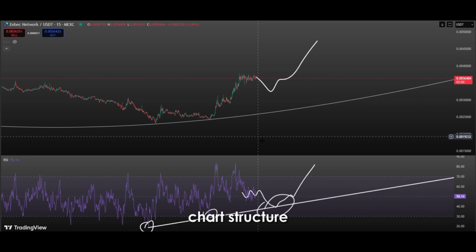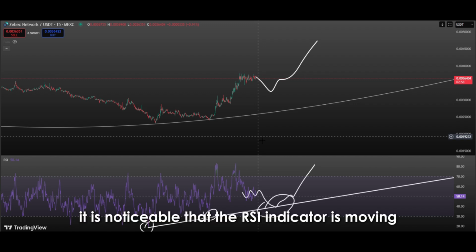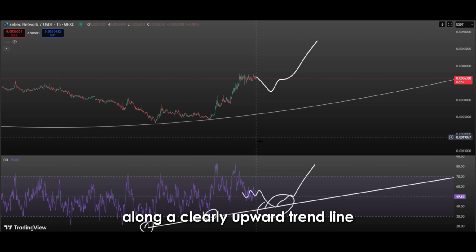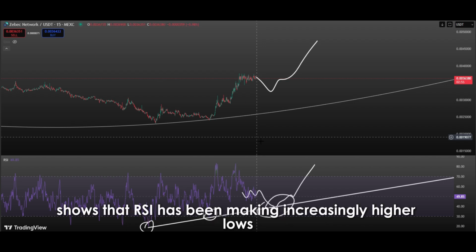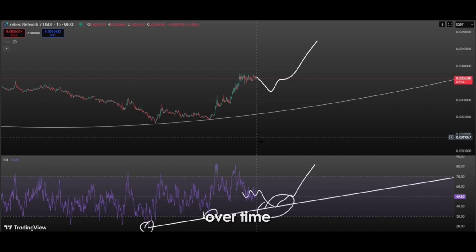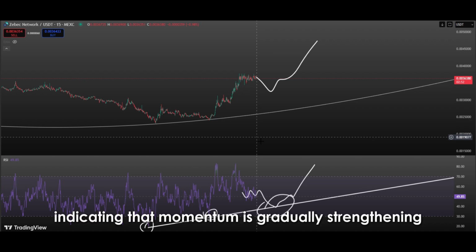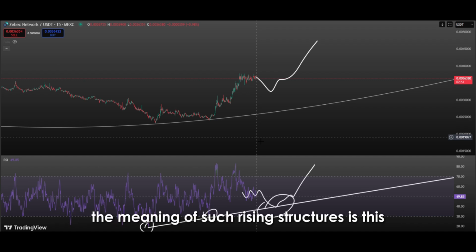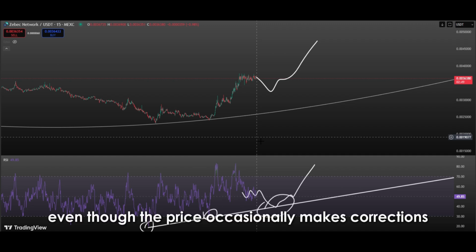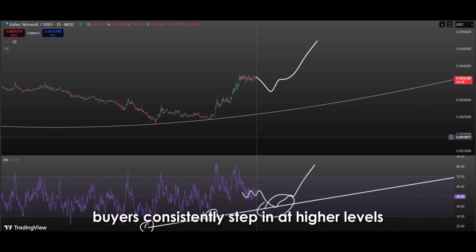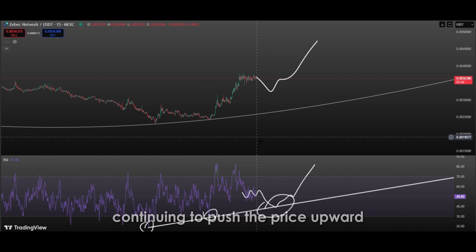Looking at the current chart structure, it is noticeable that the RSI indicator is moving along a clearly upward trend line. This trend line shows that RSI has been making increasingly higher lows over time, indicating that momentum is gradually strengthening. The meaning of such rising structures is this: even though the price occasionally makes corrections, buyers consistently step in at higher levels, continuing to push the price upward. This is an important detail that shows not only the price but also market sentiment is becoming increasingly optimistic.